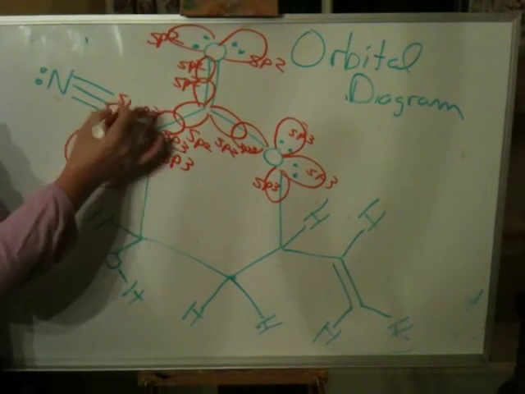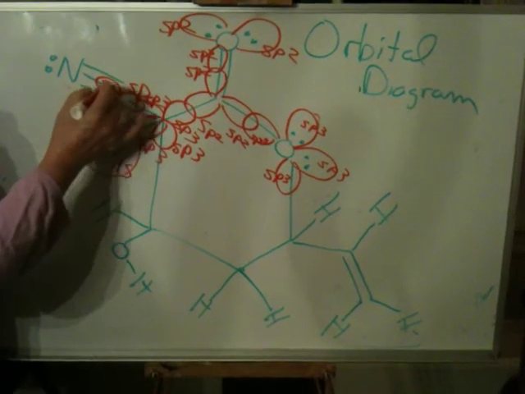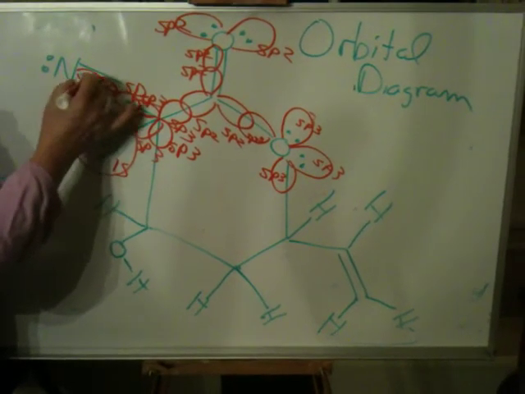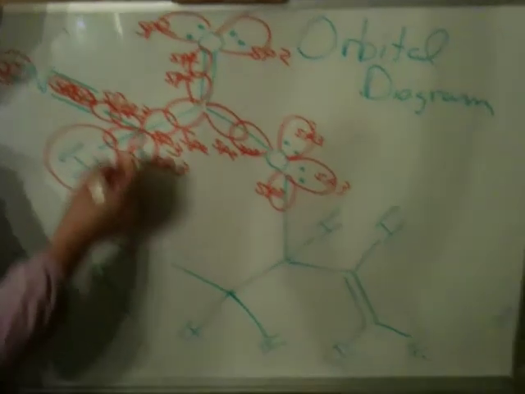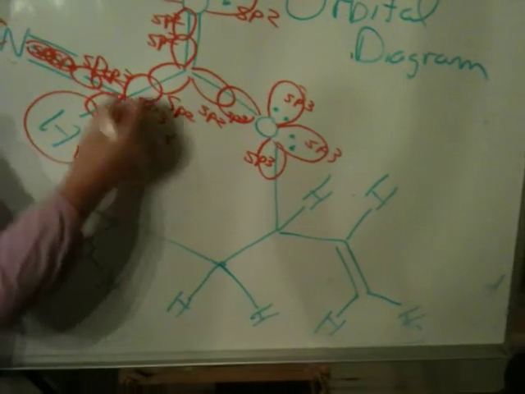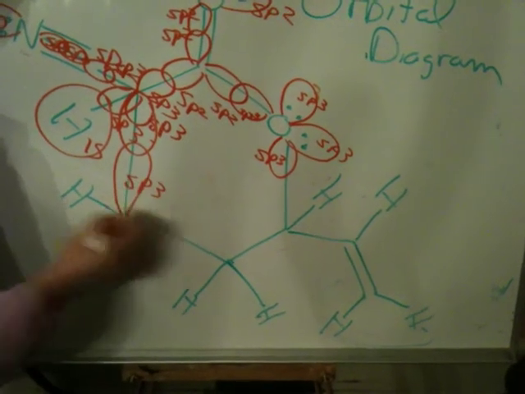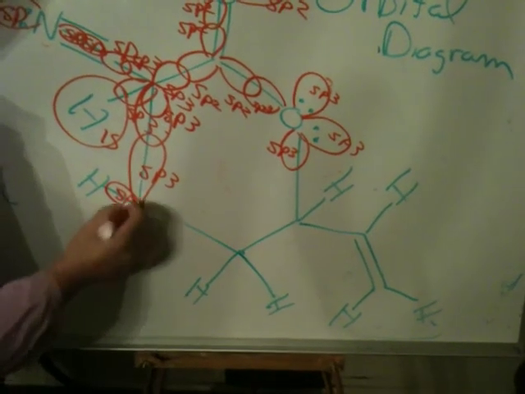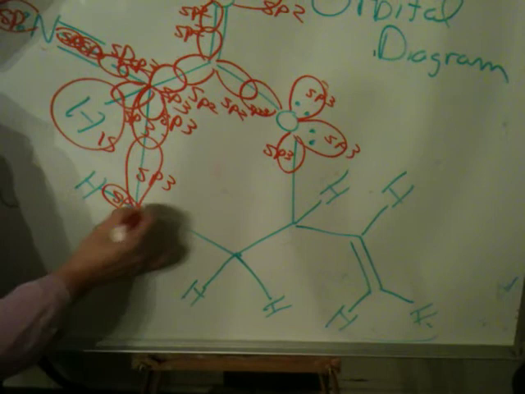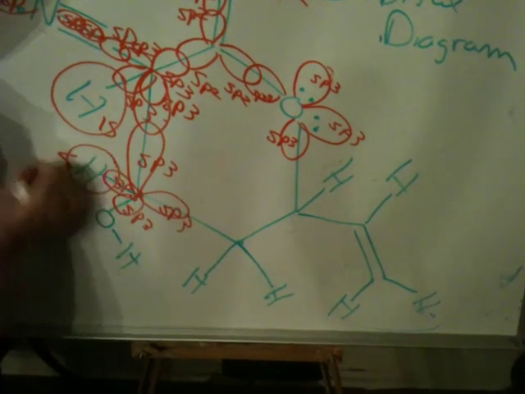This one here is an sp, sp, sp, and this lone pair is in an sp orbital. Okay? And you could keep working along. I'm going to make this orbital bigger, this sp3. This is an sp3. I know they're not consistent in their size. sp3, sp3, sp3. This is going to be an s.